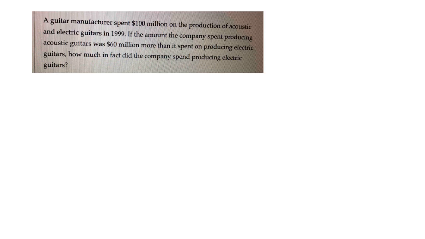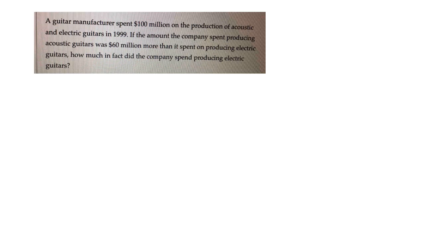Okay, so I've got acoustic and electric guitars. So they spend $100 million on acoustic and electric. Then they say if the amount the company spent producing acoustic guitars was $60 million more than it spent on producing electric.